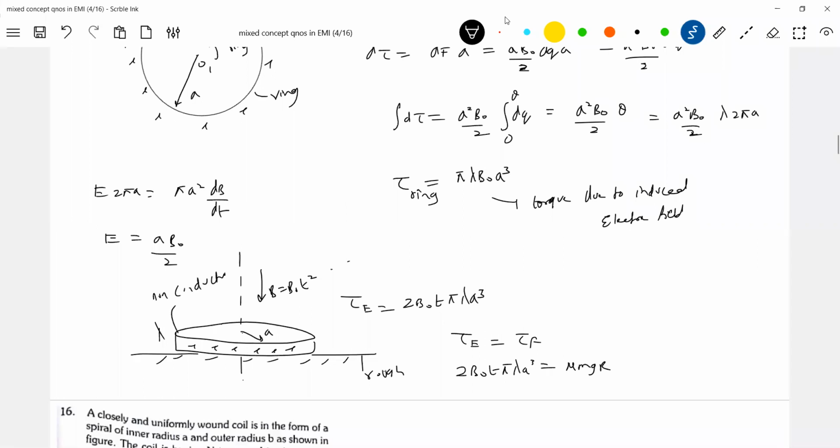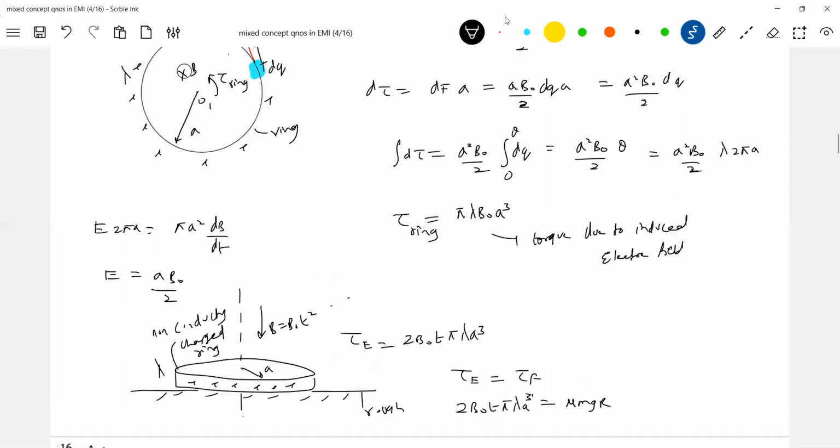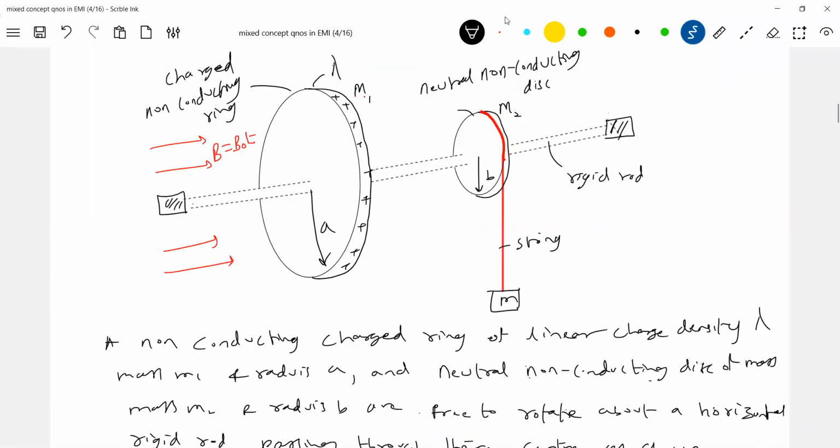Non-conducting. How to calculate the torque due to friction? You are already aware of it in rotation mechanics. Directly I'm writing mu mg r. And let's come to the problem. So how will this torque due to the ring act in this sense? The torque due to the suspended weight mg will act here. The string will be taut, so this will set up a torque in this direction.